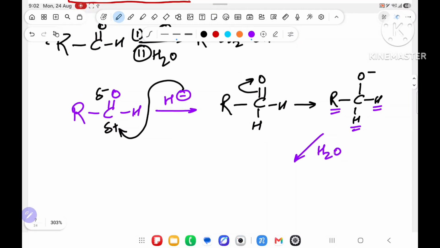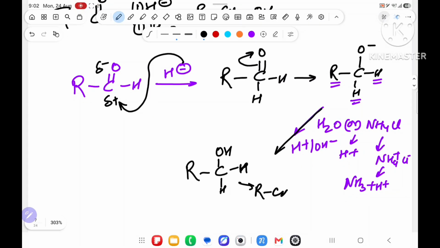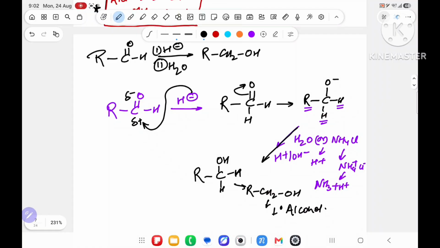So at that time, H2O or NH4Cl will come. Both will give H plus. How? H2O, we know, gives H plus and OH minus. How NH4Cl? NH4 plus and Cl minus, then NH4 plus is converted into NH3 plus H plus. So both are donors of H plus. Once the H plus comes, it will become very happy, and it will become R, C, OH, H and H. And you have seen over here that I can write this as R, CH2, OH, and this alcohol is a 1 degree alcohol. So I have written that aldehyde will give 1 degree alcohol.